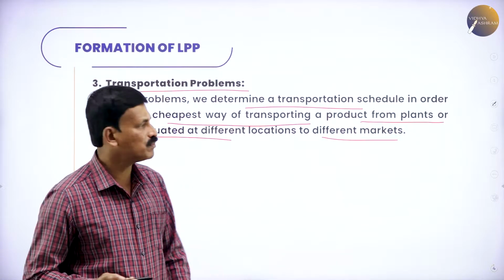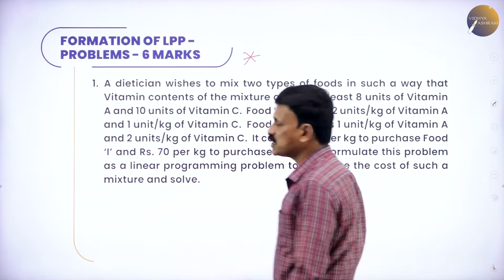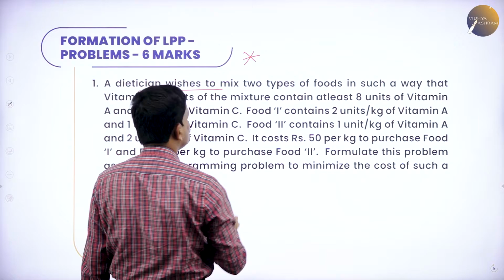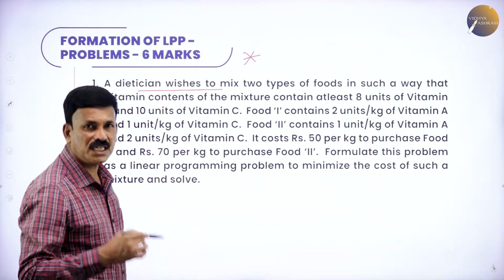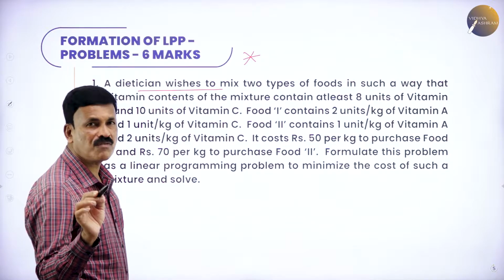Now let us come to the first problem. This is a very important type of problem for 6 marks. Diet problem: a dietitian wishes to mix 2 types of foods.